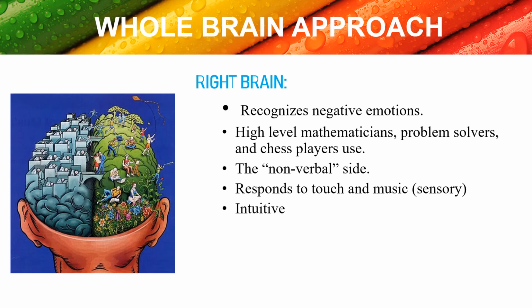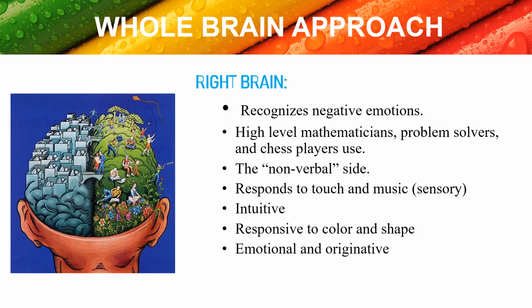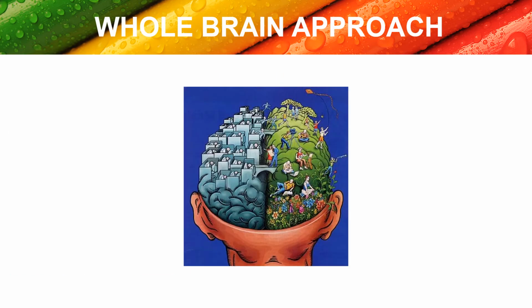The right side of the brain is intuitive. It inflicts intuitions. It is responsible for perception of color as well as perception of shape. The right side of the brain is emotional and originative. It originates many creative things.